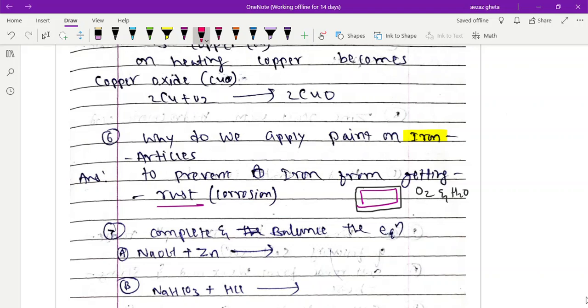Is it clear? What is the formula of rust? Fe2O3.xH2O. This is the formula of rust. You can remember. Is it clear?